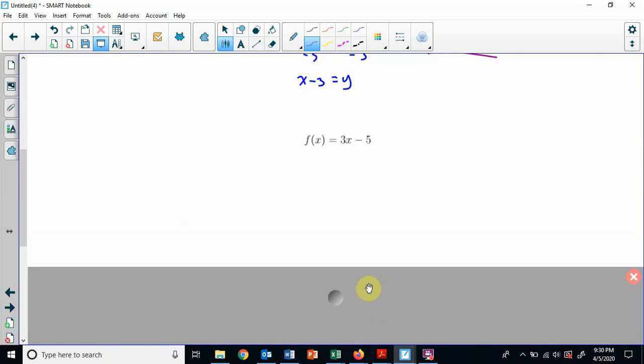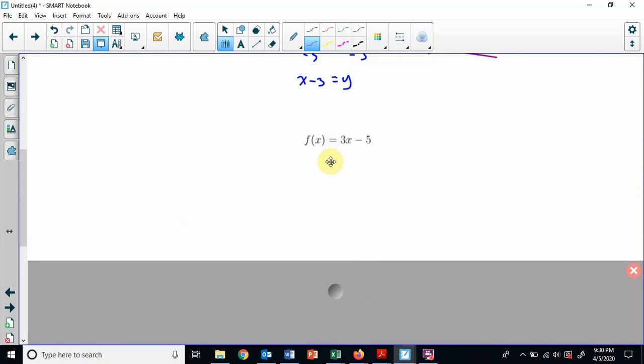So here's another one. Can I come up with the inverse? Well, once again, let's get rid of the fancy notation for a second. That's what this really means, right? Y equals 3x minus 5. Swap them. X equals 3y minus 5. Now, let's solve for y. I've got to add 5 over. So x plus 5 equals 3y.